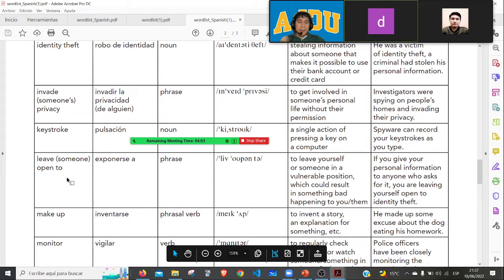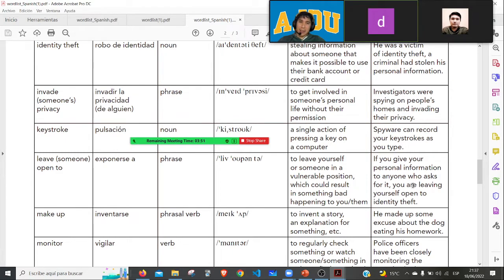Leave someone open to. Exponerse a. Okay? So if you give your personal information to anyone who asks for it, you are leaving yourself open to identity theft. If you go to that party super late, you are leaving yourself open to burglary, a robos. Te expones a que te roben, a los robos.